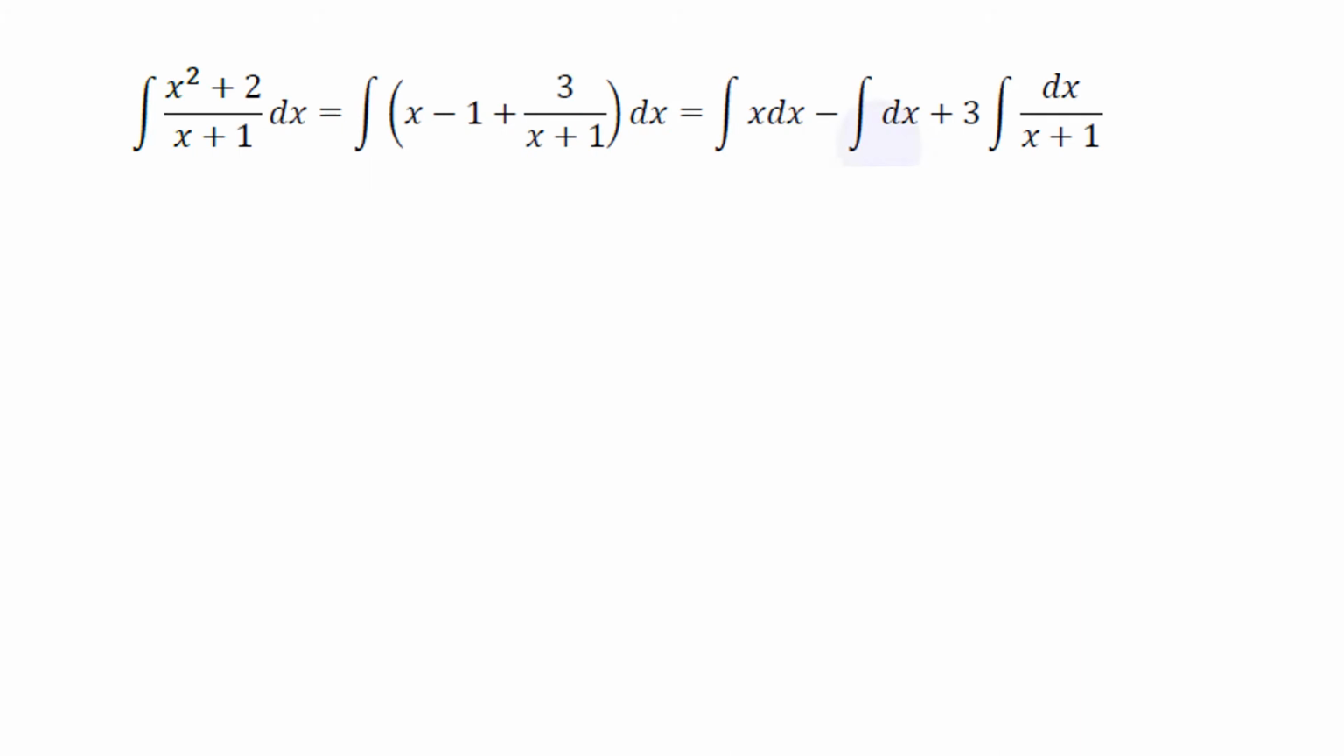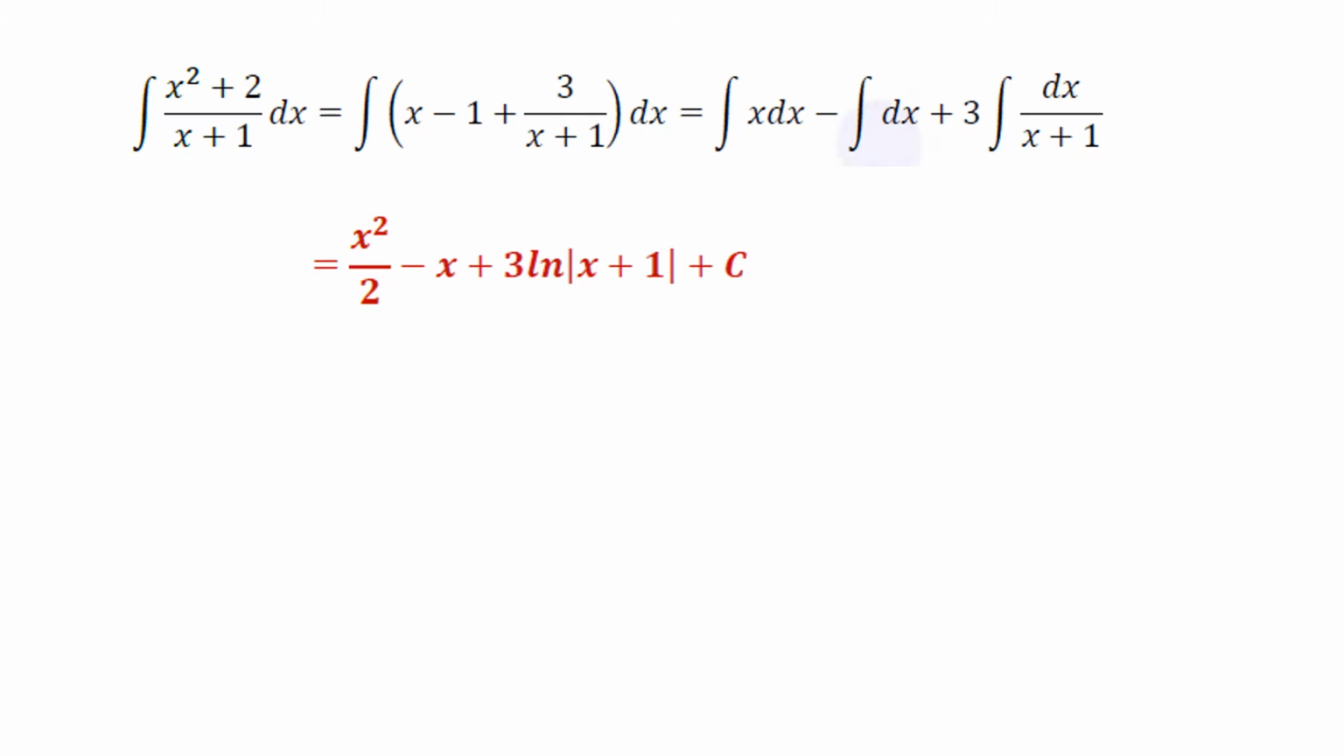at a time. Now we get the integral of x squared plus 2 all over x plus 1 dx becomes simply the integral of x dx minus the integral of dx plus 3 times the integral of dx all over x plus 1. Integrating further, we take now our final answer.